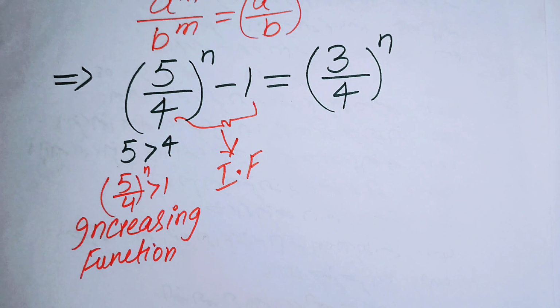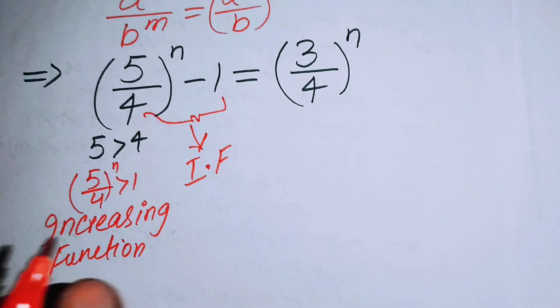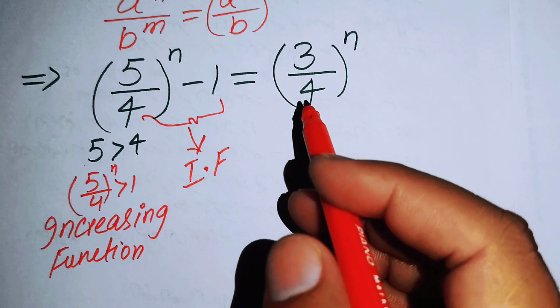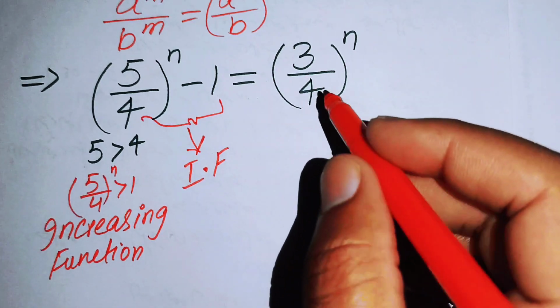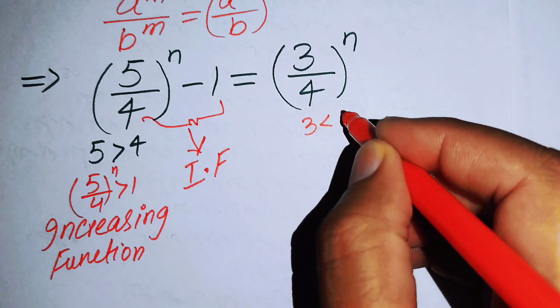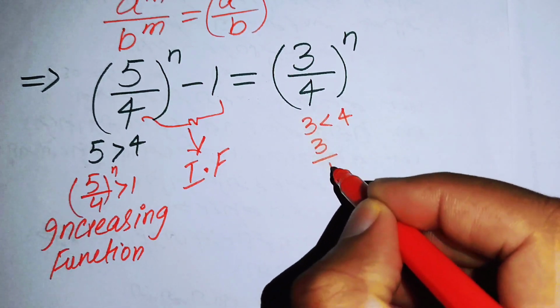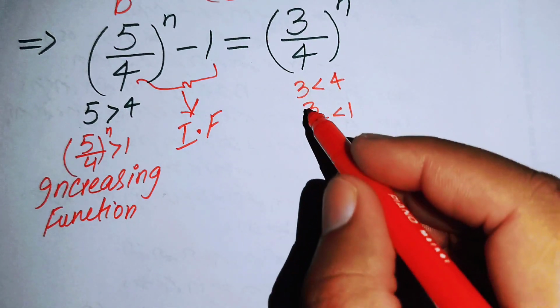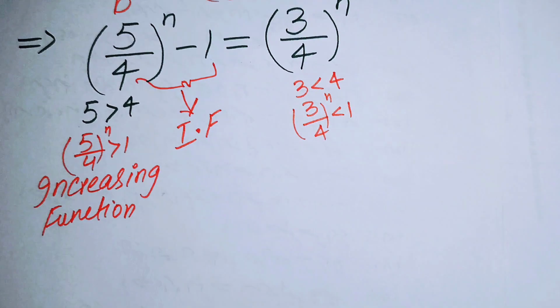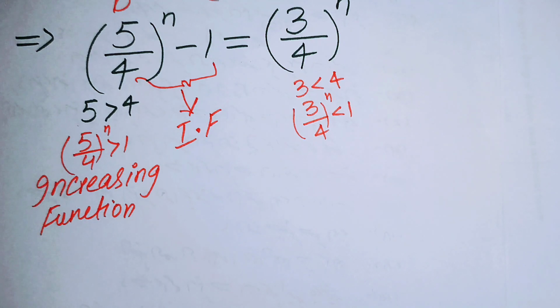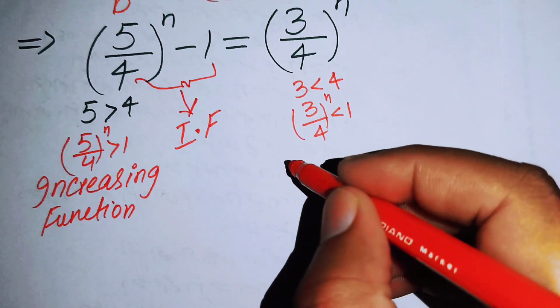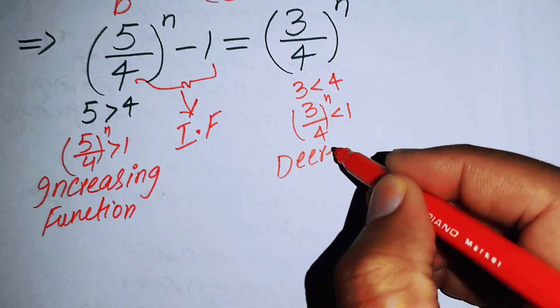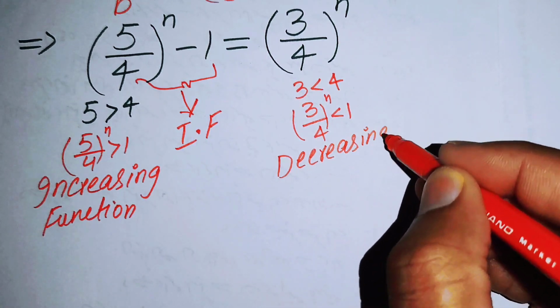Now we can focus on the right hand side, where we have 3 over 4 to the power of n. Here you see that 3 is less than 4 and 3 over 4 is less than 1. If 3 over 4 is less than 1, this means that 3 over 4 to the power of n is also less than 1, and then we can say that the right hand side is a decreasing function.